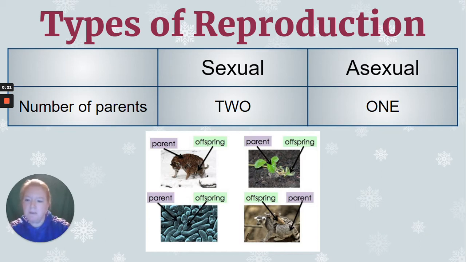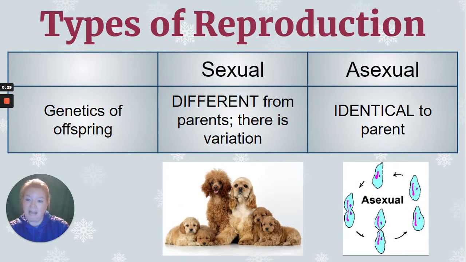So as far as the number of parents, in sexual reproduction, there's two parents, and in asexual reproduction, one parent. What about the genetics of the offspring? In sexual reproduction, there is variation. So the offspring are genetically different from their parents. And look at those pictures of the dogs. You can see the offspring, those puppies, look different from their parents. In asexual reproduction, on the other hand, the offspring are genetically identical to the parent. No variation, identical.